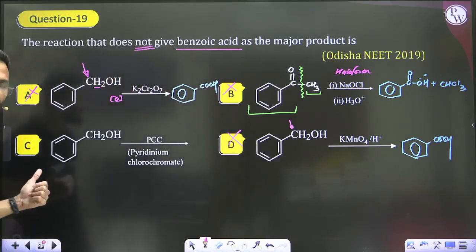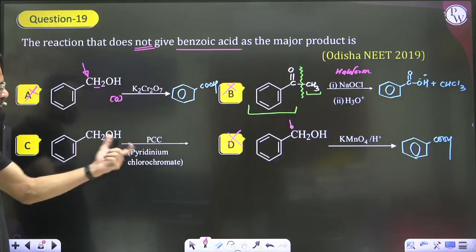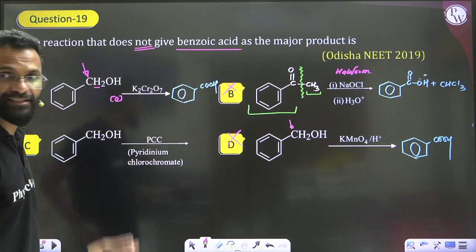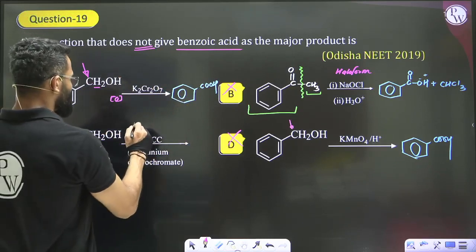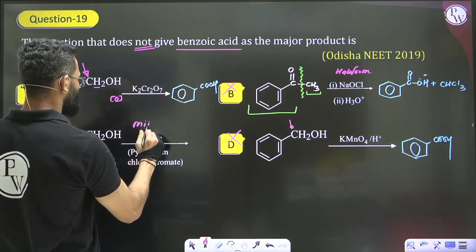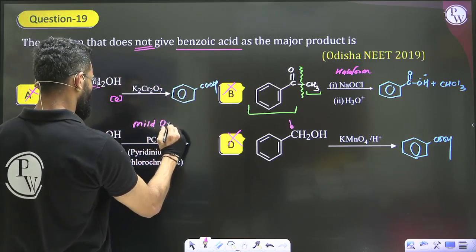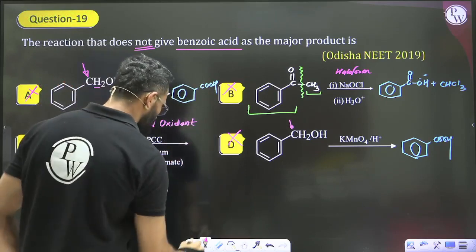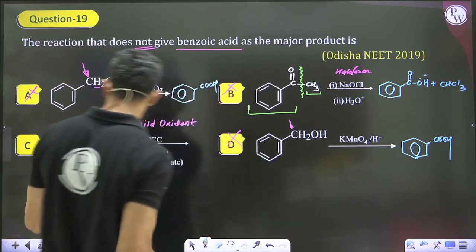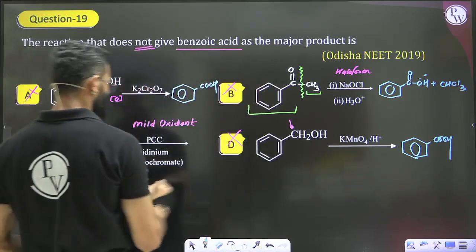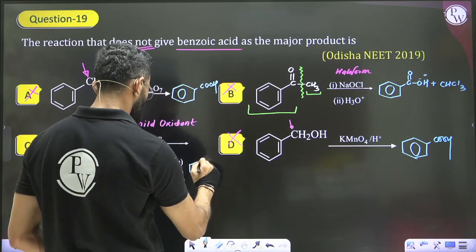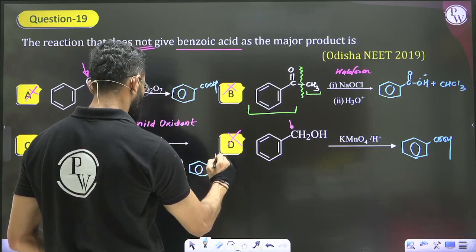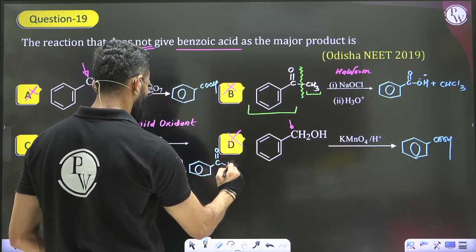Option C, benzyl alcohol with PCC. Well, now looking at all the other options having been ruled out, this has to be the answer. But let's justify why. PCC, everyone, is a mild oxidizing agent. It's a mild oxidant. So a mild oxidizing agent will oxidize primary alcohol into aldehyde. This is going to be C double bond O H.